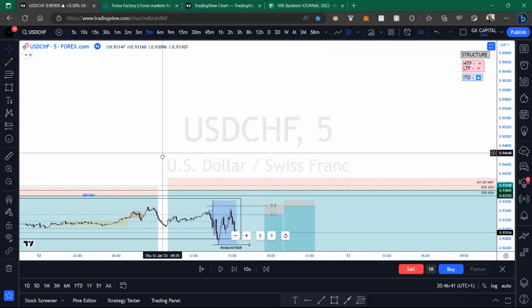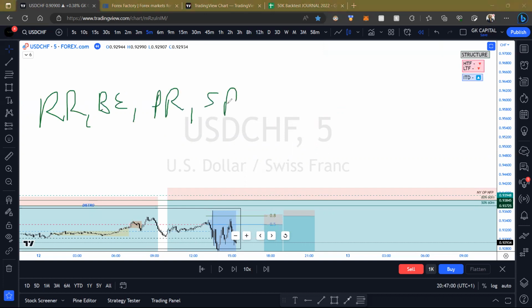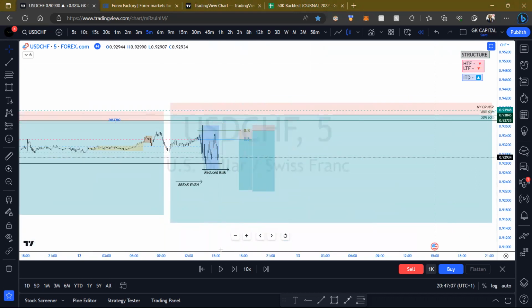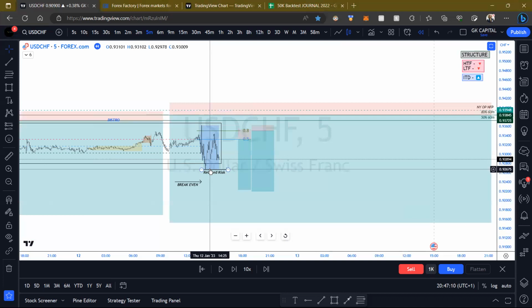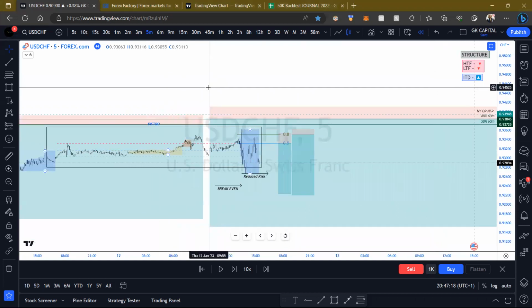And like I was saying earlier, my trade management plan is to go to reduce risk, break even, pay risk, and secure profit. Secure profit. Okay, and I'll show you how I do that in a sec. So reduce risk is where my alert would tell me to go to reduce risk, and upon reduce risk, I'll see if I can also get into another trade in here with the reduced risk opportunity.